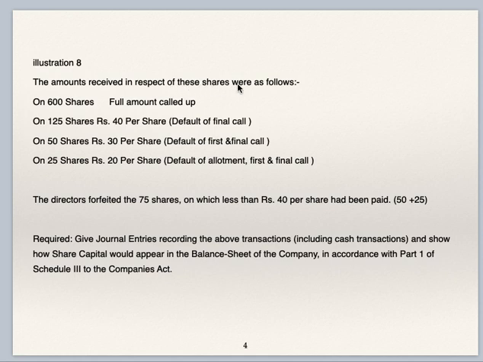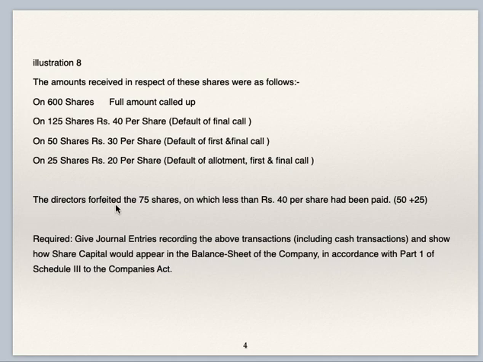The amounts received in respect of these shares were as follows. On 600 shares, the full amount called up, that is, they have received the entire 50 rupees. On 125 shares, 40 per share they have received. That means they have not received the final call of rupees 10. On 50 shares, they have received 30 per share. That means they have not received first call and final call, rupees 10 each. On 25 shares, they have received just 20 per share. That means they have just received application money and they have not received allotment, first call and final call, rupees 10 each.